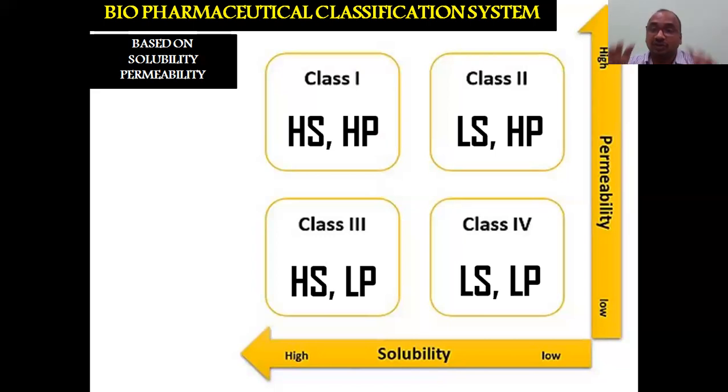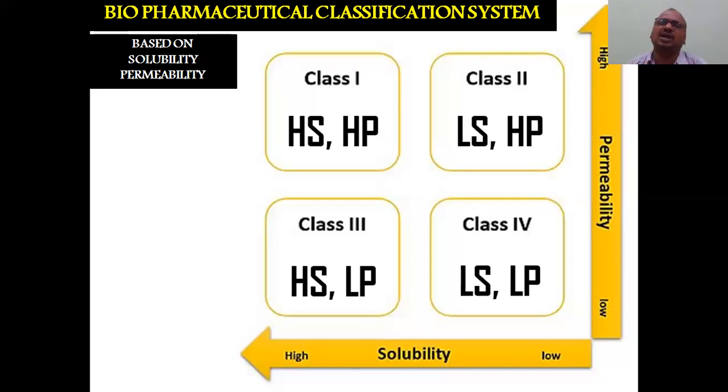See how you are designing your dosage form: you design it in such a way that your tablet is highly soluble and highly permeable for a class 4 drug. You will get an award for that. Okay, like that, based on solubility and based on permeability.